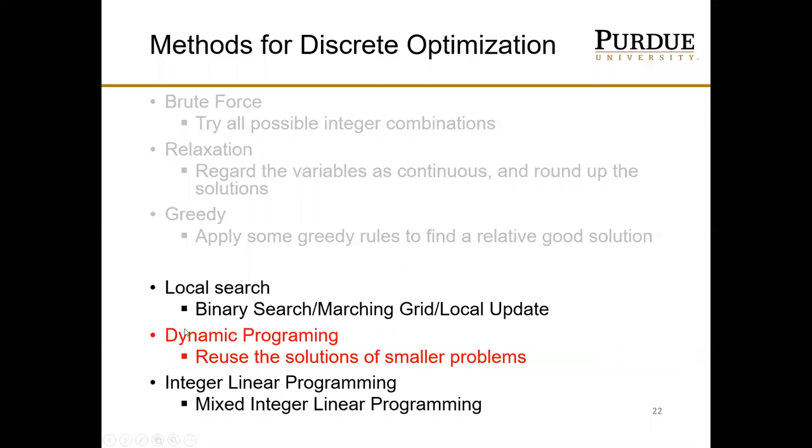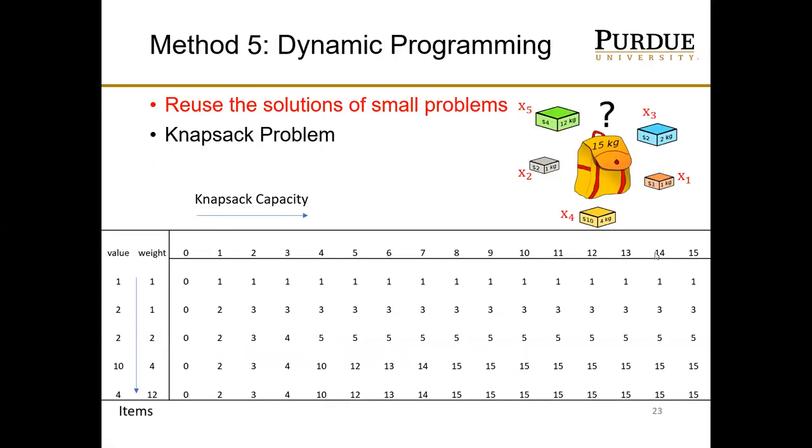So the second algorithm is very powerful. This is called dynamic programming. Among all these six methods, dynamic programming is the one that can guarantee your solution is optimal, okay? Until now, that's the only solution we can guarantee is optimal. So dynamic programming is very powerful, but it's very hard. So what's the idea of dynamic programming?